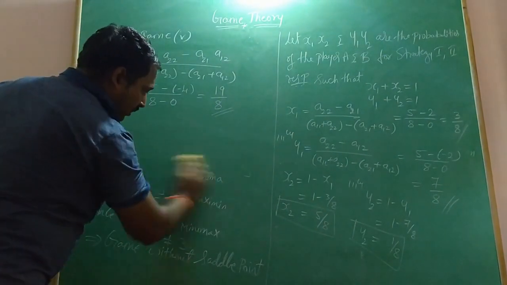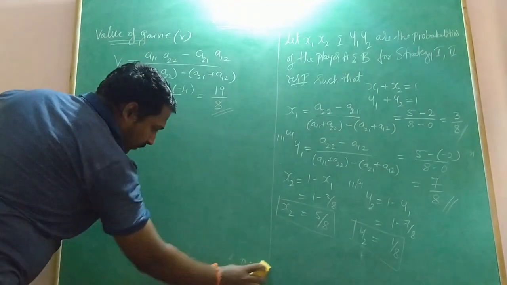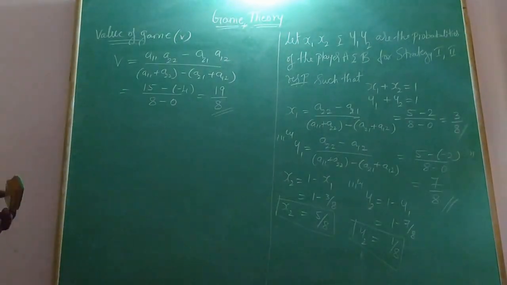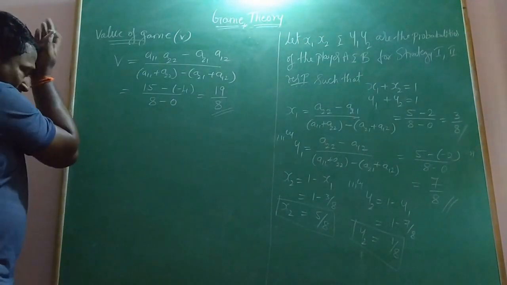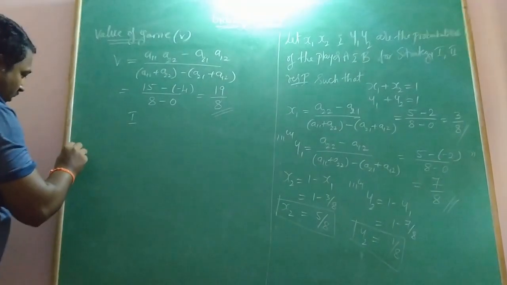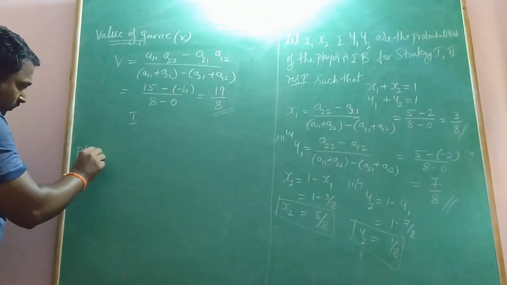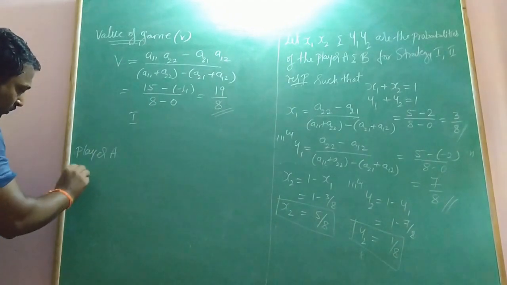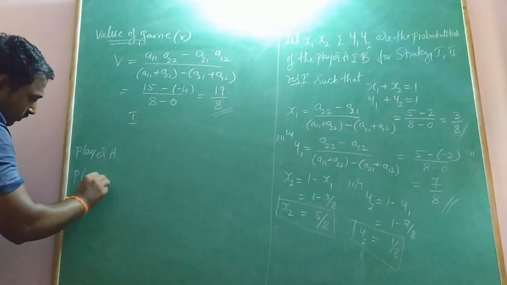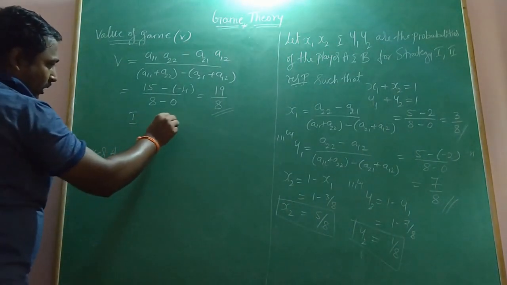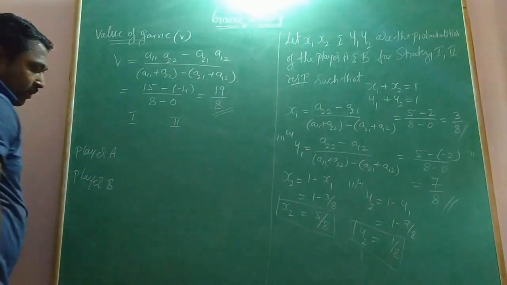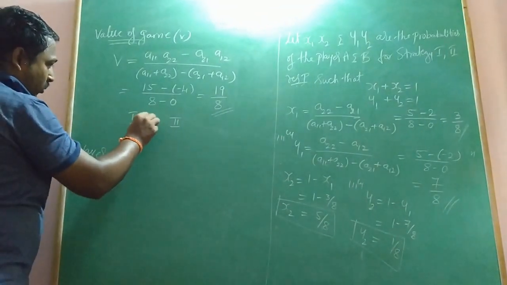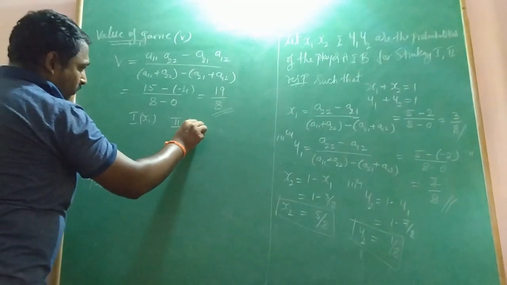After calculating all the probability values, let's list them out in a table. Say for player A, for player B, we have first the strategies 1 and 2, that is x1, x2.